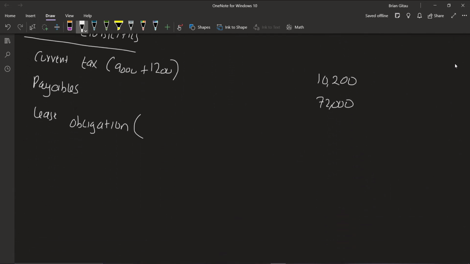Our lease obligation in this case will be 16,207 plus just the principal 17,017, giving us a figure of 33,224. And that's all that was required in this question. And that marks the end of our question on April 2023, question 4. Now in the next lesson, we'll look at more examples on partnership questions.